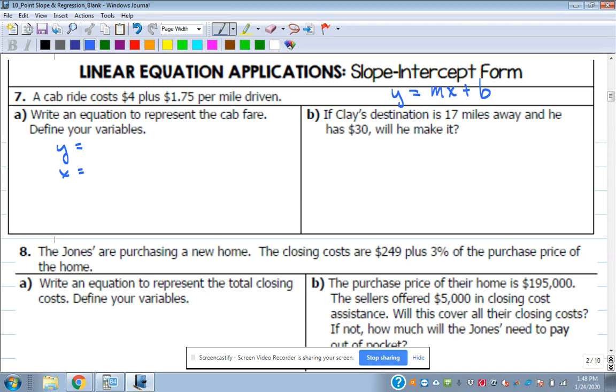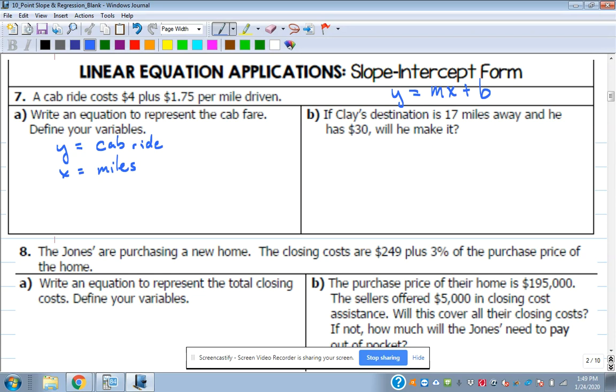If the cab ride costs, and then it starts saying something, to me that states that the thing that's equal to everything else is the cab ride. So y in my book is going to be the cab ride. The total cost of the ride is basically what it means by cab ride. And what would x represent with this? Number of miles, absolutely. I'm just going to write miles there, save myself a little bit of room. So how many miles we drive, that's x, and the total cost of the cab ride is going to be y.